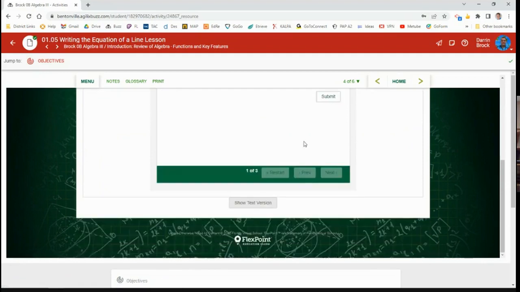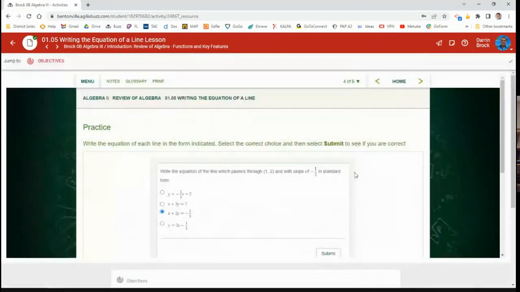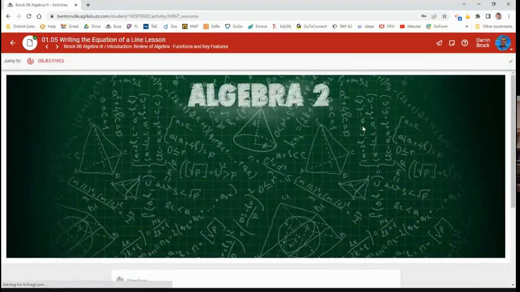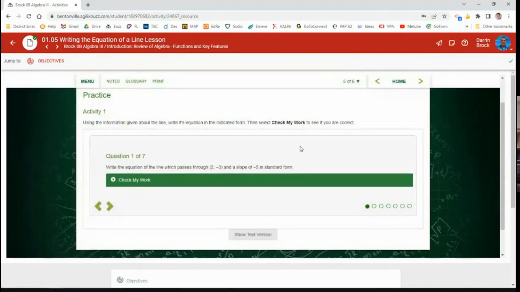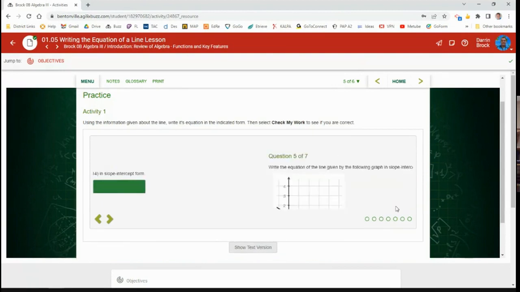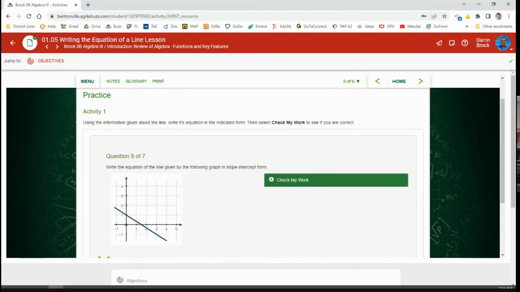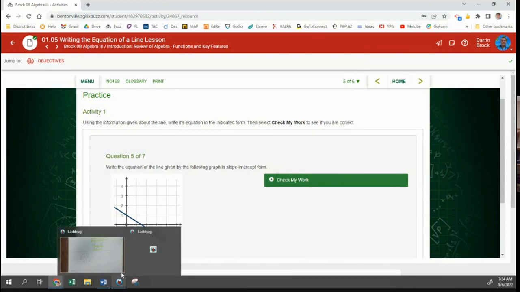So lots of good practice problems in here. This has 3 practice problems on this page. Then you go to page 5, and there's more practice here. Question 1 of 7. There are 7 different questions here. All right, it gives you lots of practice where you can check to see if you're correct right there in the lesson. All right, let's move on to look at lesson 6.